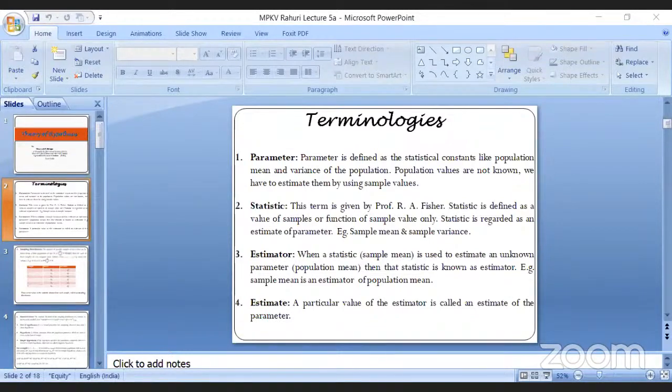And I was trying to explain the difference between prediction and forecasting. These are usually asked questions. Okay. So parameter is something related to population. Statistic is something related to sample. So when a statistic is used to estimate the population, then that is called an estimator. Here it is, estimator. Okay.